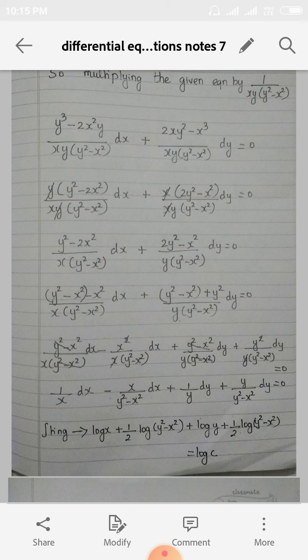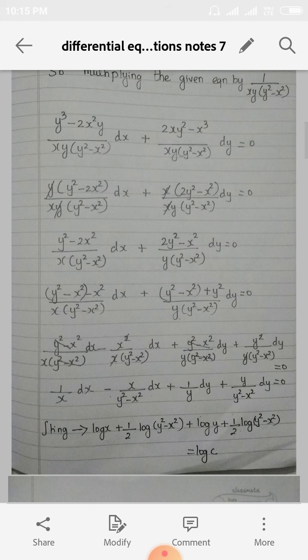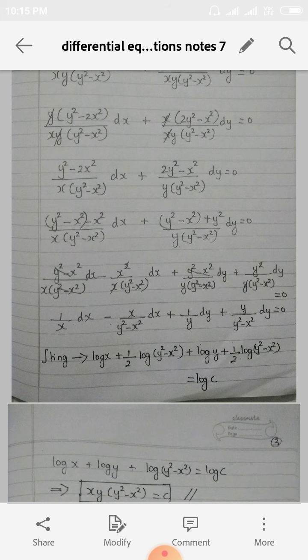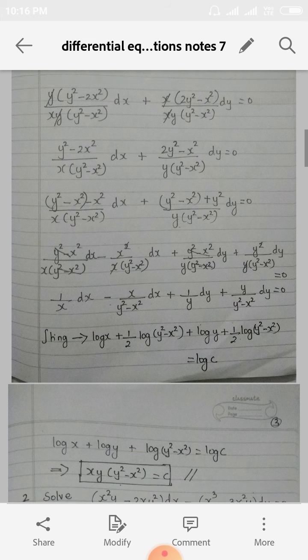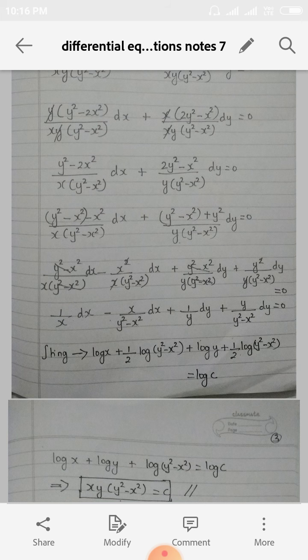So you have to rewrite the term as (y² − x²) in one bracket minus x², divided by the denominator, plus (y² − x²) in one bracket plus y², divided by the denominator, into dy is equal to 0. Now split the terms. Write the terms separately: (y² − x²)/(x(y² − x²)) dx − x²/(x(y² − x²)) dx + (y² − x²)/(y(y² − x²)) dy + y²/(y(y² − x²)) dy = 0. The next step is to write the terms separately.